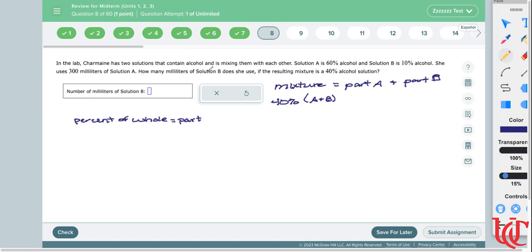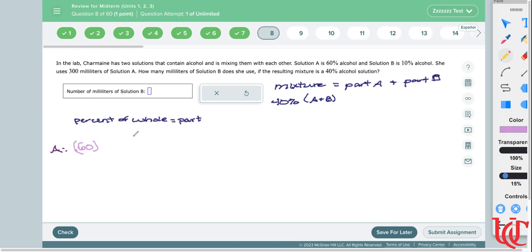How many milliliters of solution B does she use? We don't know. So B is going to be our X, probably. She uses 300 milliliters of solution A. So if I'm looking at A, I'm going to change color just because this is getting too confusing. Okay. So A is the percent, which we know is 60%. So I don't like using the percent symbol. So this is 0.60 or 0.6.